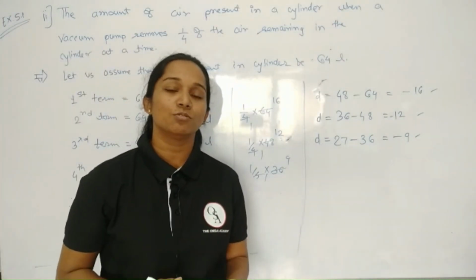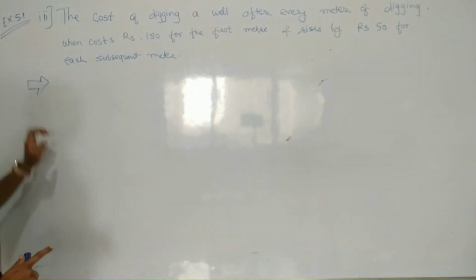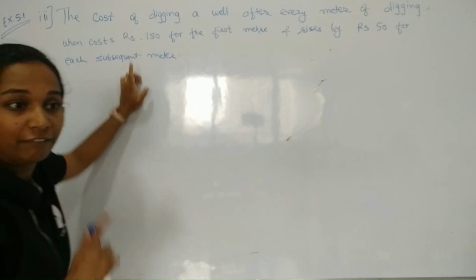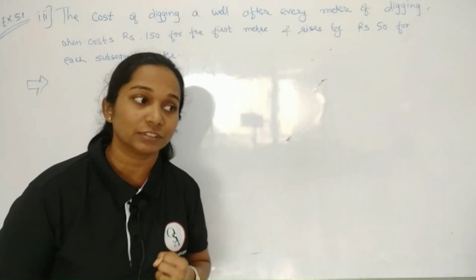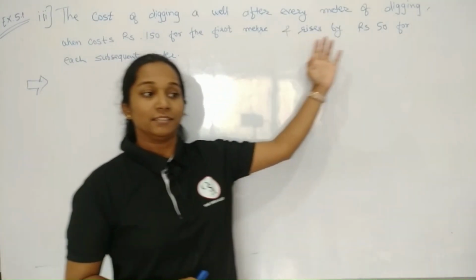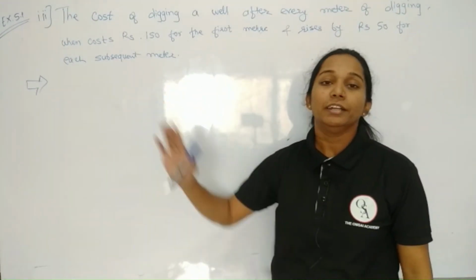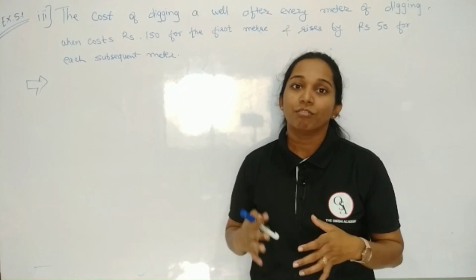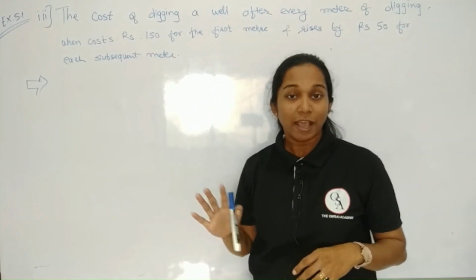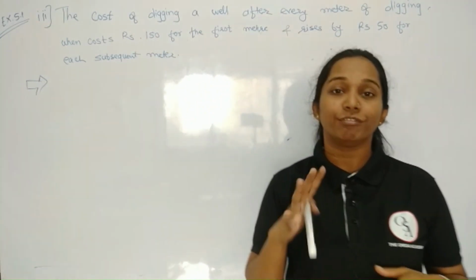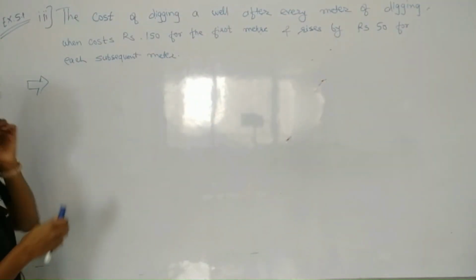So now we are moving towards the third example. The cost of digging a well: after every meter of digging, the cost is rupees 150 for the first meter and rises by rupees 50 for each subsequent meter. It means we are digging a well. For the first meter the cost is 150 rupees, and after that they increase 50 rupees for each subsequent meter. So how can we calculate?